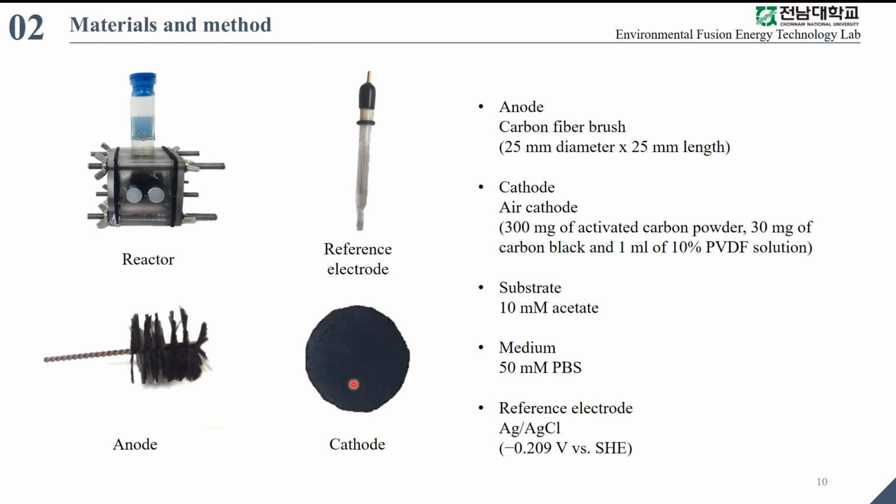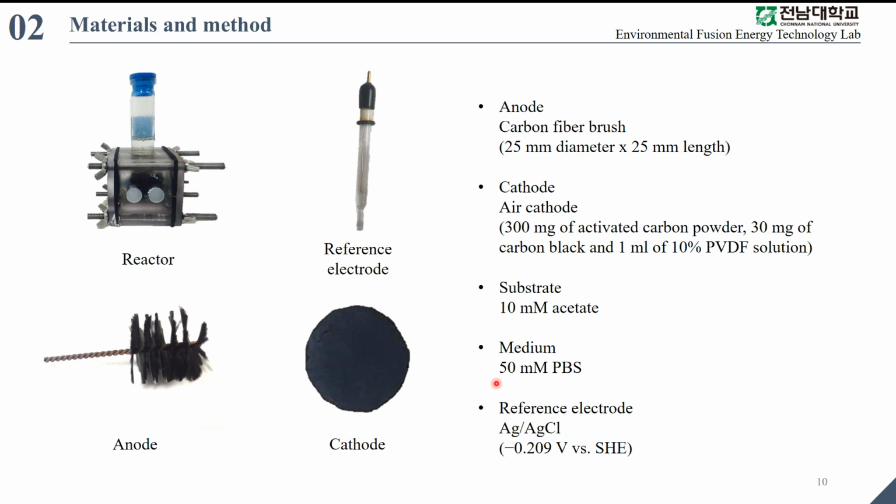Materials and method. The MFC reactor was constructed from polycarbonate cut to produce a cylindrical chamber 4 cm long by 3 cm in diameter. A brush anode was made from carbon fibers twisted between 2 titanium wires. Before using, the brush anode was heat treated at 450 degrees for 30 minutes in a furnace. Air cathodes were made of stainless steel mesh spread with 300 mg of activated carbon powder, 30 mg of carbon black, and 1 ml of 10% PVDF solution of the catalytic mixture.